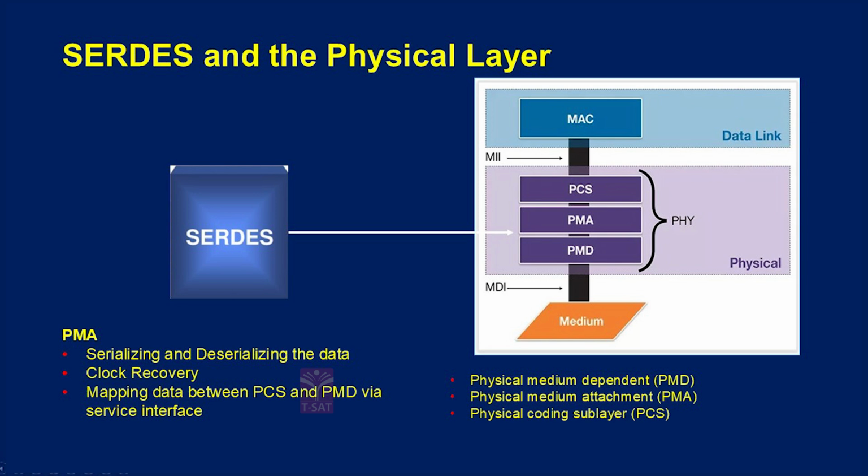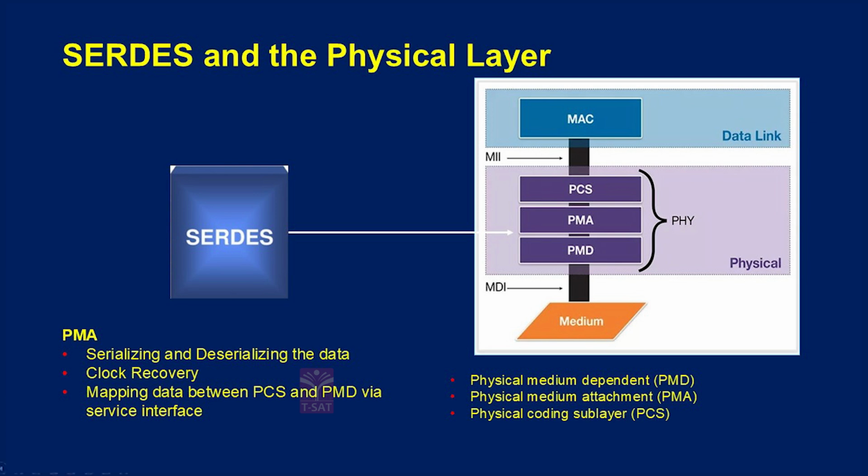Now, there are some components in the physical layer. PCS is the physical coding sublayer, PMA is the physical medium attachment, and PMD is the physical medium dependent layer. These three layers constitute the PHY layer. PHY means physical layer, through which we process the data, right. And the PMA is the serializer and deserializer, where we do the operation I just showed you, and we definitely have clock recovery there.